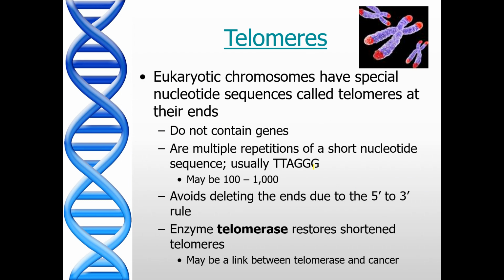And so at the end of our chromosomes, we have these long repeat sequences. In fact, a lot of our DNA are regulatory sequences. They aren't actually gene coding. But every time we copy our DNA, our chromosomes get a little bit shorter.